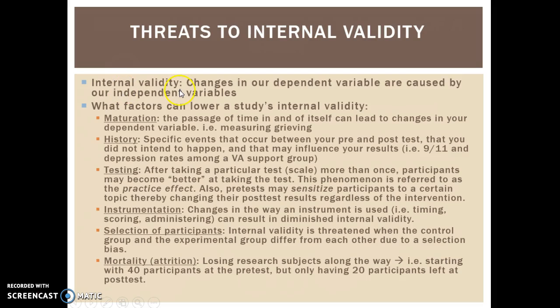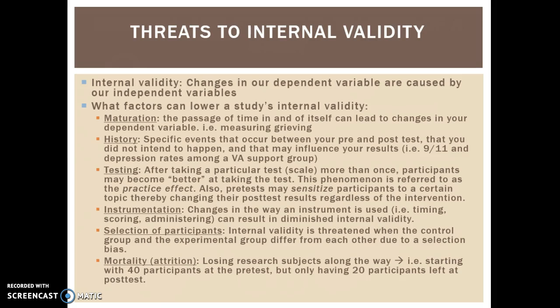So again, internal validity means that we feel confident that the changes in our dependent variable are caused by our independent variable, by our treatment. The factors that can lower our internal validity are, the first one is maturation. Maturation simply refers to the passage of time. So we know that with some variables especially, the simple passage of time can lead to changes in those variables. The perfect example of that is grieving. We know that grieving is a process, and we know that people pass through different stages in the grieving process, and that occurs simply because of the passage of time.